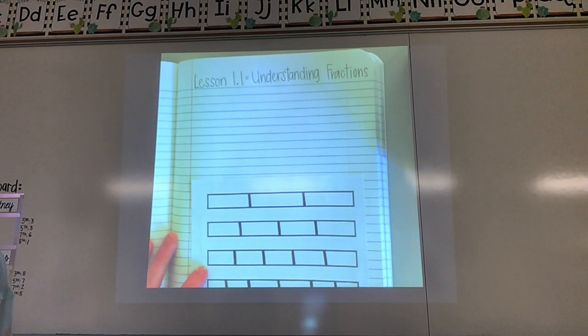Hello, fifth grade. Today we are doing lesson 1.1 and it is over understanding fractions. This should be a little bit of a review again from what you already know about fractions from fourth grade, but we want to make sure that we understand all of these parts before we start fractions with our fifth grade stuff. So first we need to know some vocabulary words.